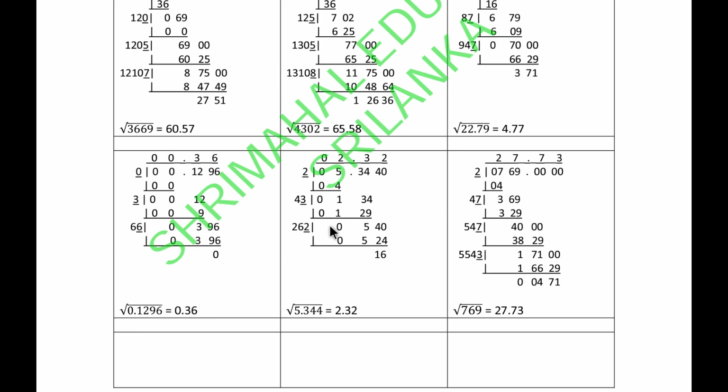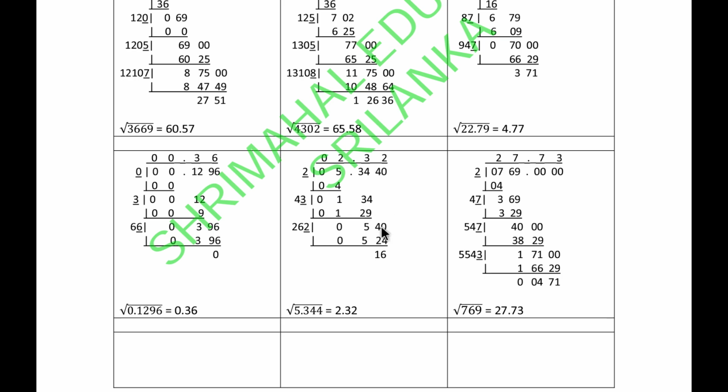Okay, see the next one. Okay, so that is root 5.3340. Find the closest square number for 5, that's 2. 2 into 2, 4. So subtract, 1, bring this 34 down. Multiply this 2 by 2, it's 4, and put a blank. A suitable number is 3, and put 3 here. 3 times 43, it's 129.